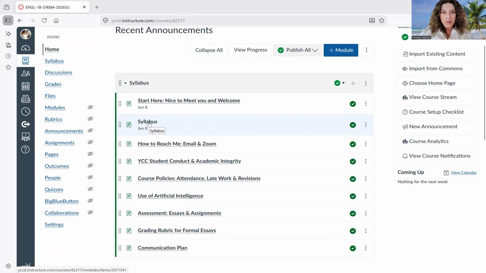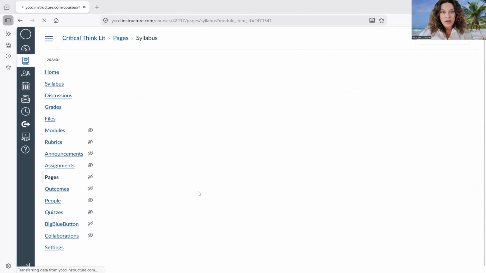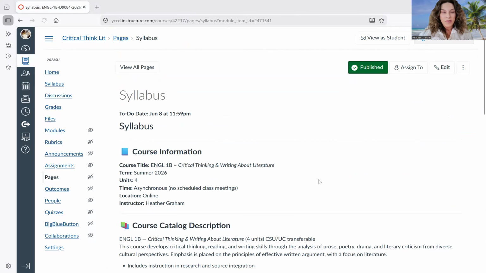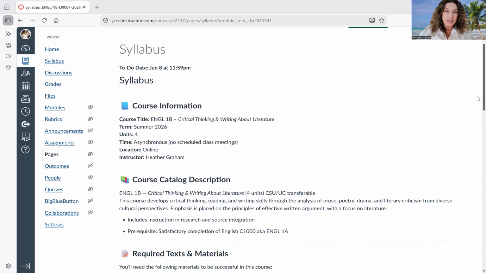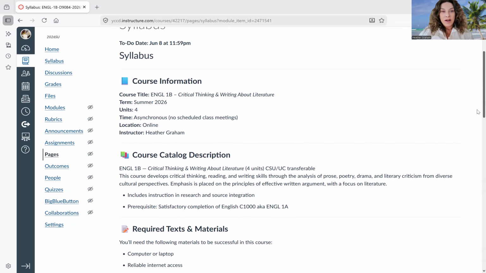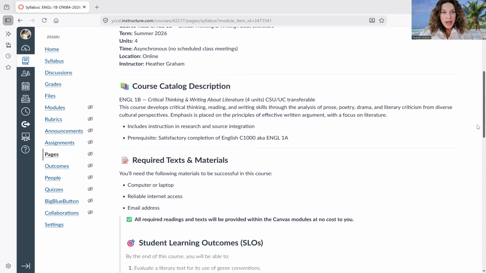So first and foremost, we're here at the syllabus. This is going to be obviously the nuts and bolts of the class. You are in English 1B. It is officially titled Critical Thinking and Writing About Literature. There are 4 units, regardless of the term.